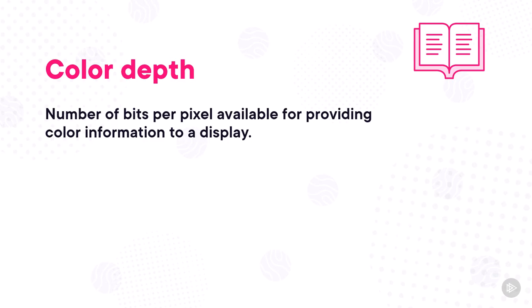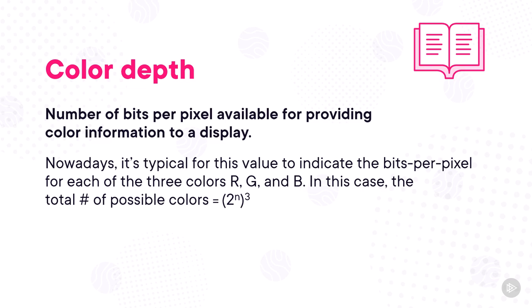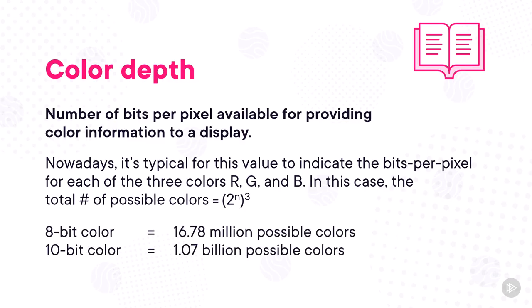Well, two more terms have to do with display color. Color depth is how many bits per pixel are available for conveying color information. The modern convention is for this number to represent the number of bits per pixel per color. So, for example, if n is the color depth per pixel, the total number of possible colors would be 2 raised to the nth power, and then take that number and cube it. So 8-bit color gives us about 17 million possible colors, and 10-bit color is over 1 billion, which is way more than the human eye can even see.